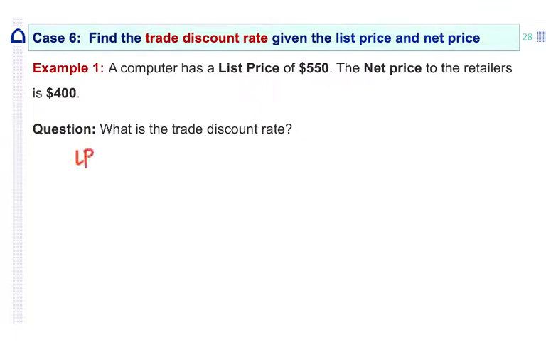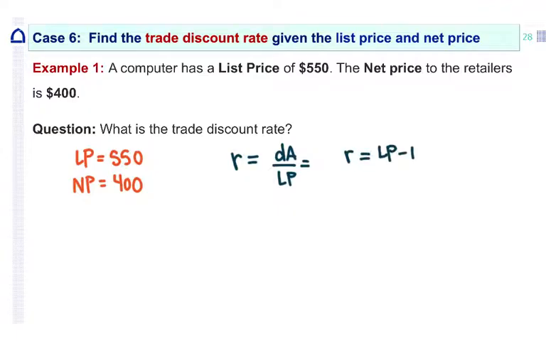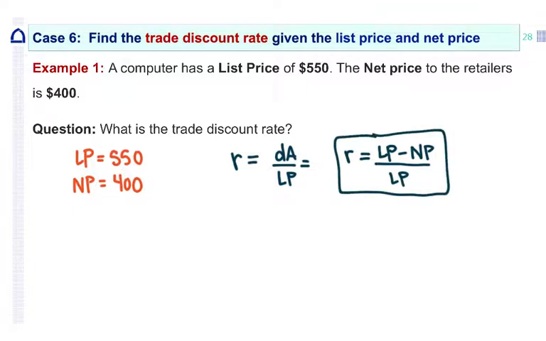All right, let's look at this example. It says the list price for a computer. So the expensive price was $550, the cheaper price was $400. And now, if you have memorized this very nice formula, the discount rate is just the discount amount divided by the list price. But as we recall, the discount amount is just list price minus net price, now divided by list price. So we can plug and chug.